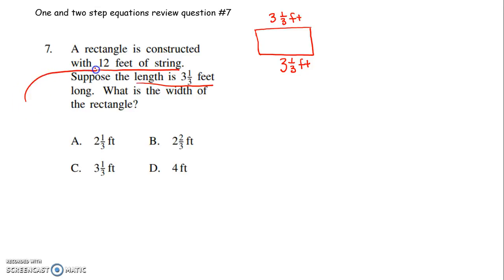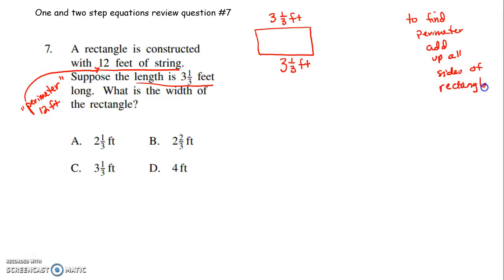If it's constructed with 12 feet of string, it means you use the string to construct the outer edge. That will be perimeter. If we're talking about the outer edge, that's perimeter. And the perimeter is 12 feet. All right. So how do we find perimeter? Oh, we add up all the sides. To find perimeter, add up all sides of the rectangle.